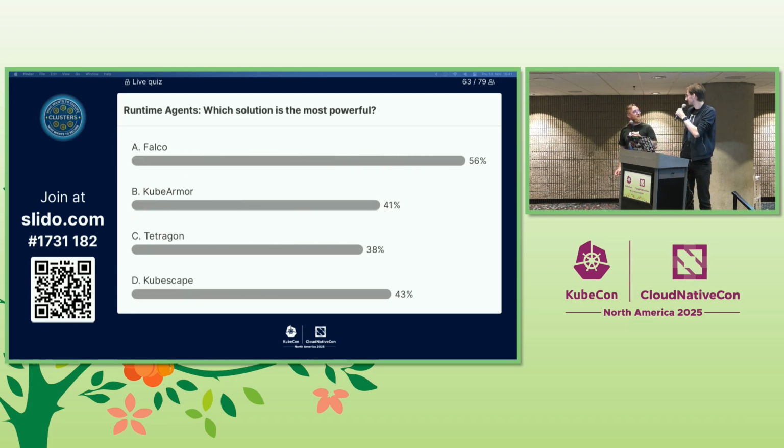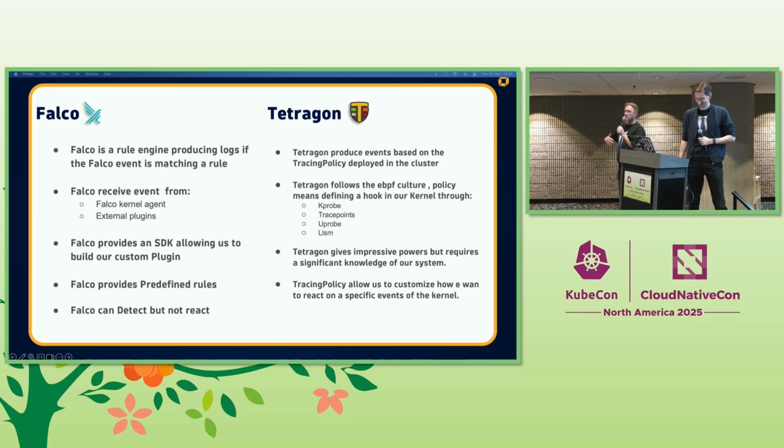Oh, yeah. It's balanced. Interesting one. Let's check. It's Tetragon and Kubescape. Why? Let's start with Falco. Falco is a rule-based engine.